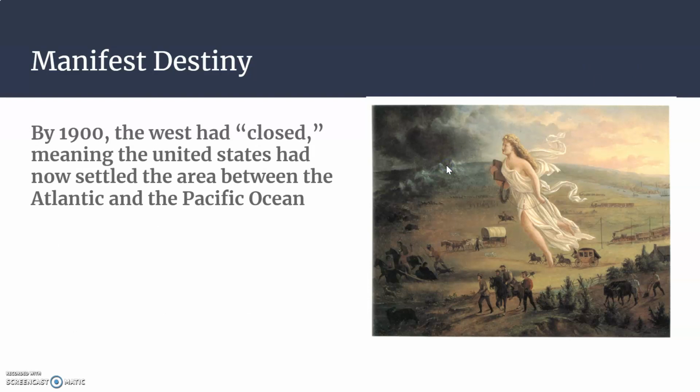But by 1900, the West had closed. There was nowhere for us to go to rebuild society from scratch again. And so if you've bought into this notion that westward expansion is what has made America exceptional, by 1900, the Atlantic and the Pacific Ocean, they're connected. The United States has successfully expanded across that entire territory. So what do we do now?